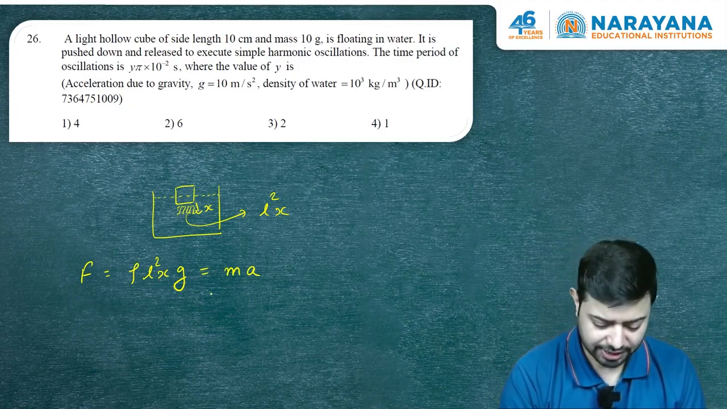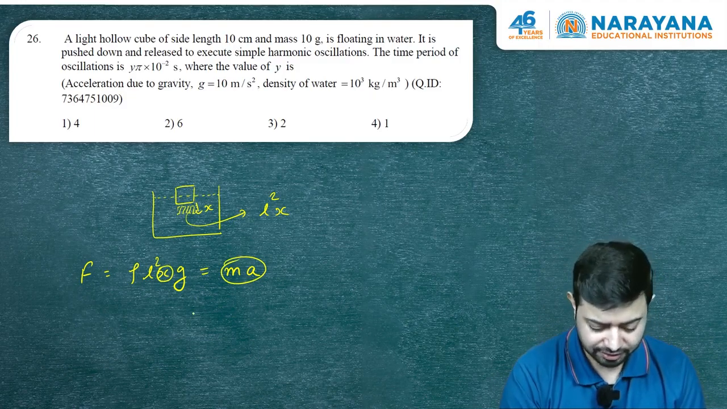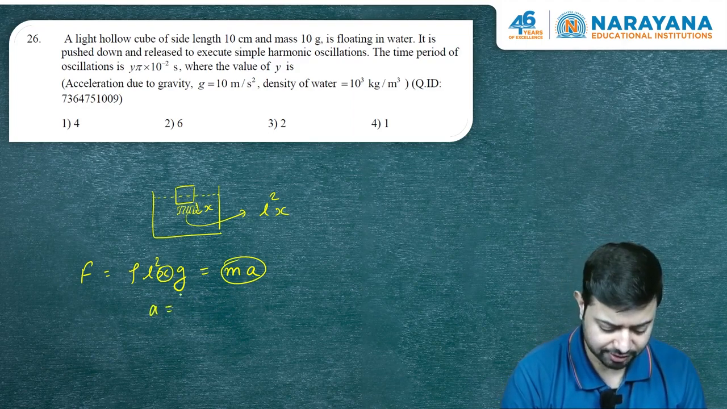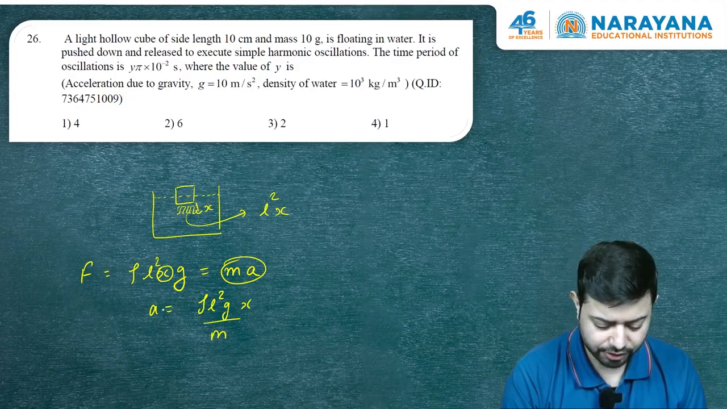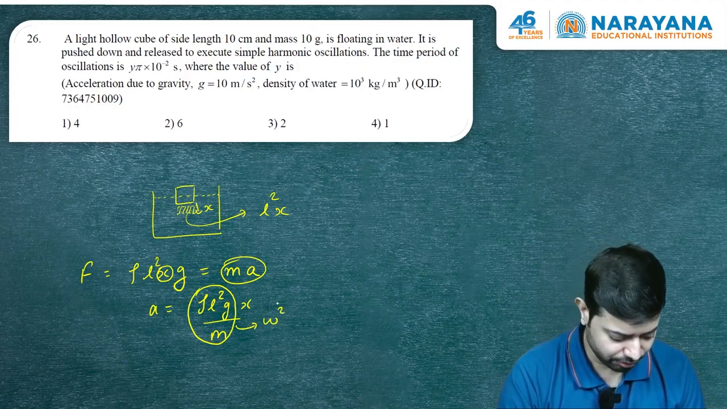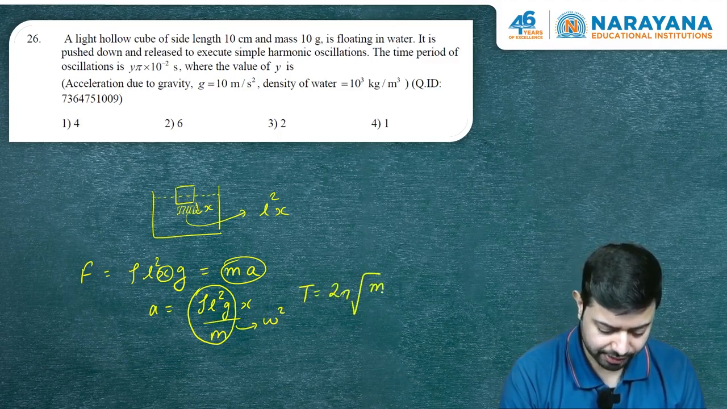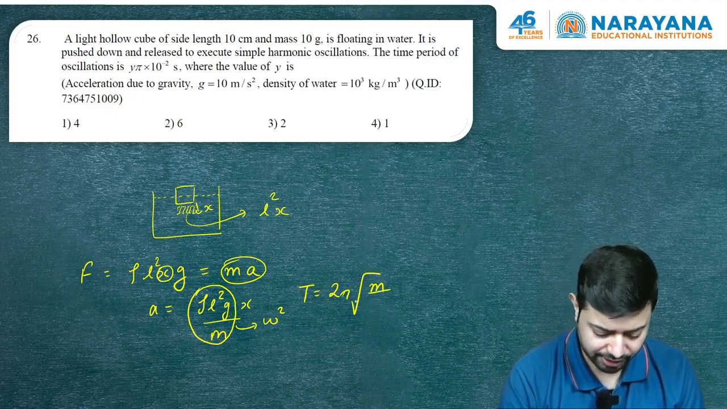So, we can see that this force is actually proportional to x, right, and then in this particular scenario there is going to be SHM, correct. Therefore, here I can say acceleration is rho L square g x by m, and I know as per the standard equation of SHM this quantity is omega square, right. So, what is the time period then overall? I can easily say the time period is 2 pi by omega simply. So, taking the root, this will become 2 pi root of m by rho L square g.